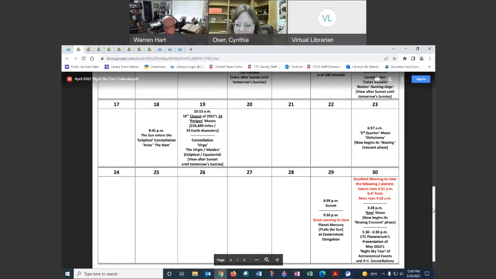And notice the next morning on Saturday the 30th, the end of April, is an excellent morning to see, and what do I have? The following two planets. Oh, well, how about that? And then the new moon. So it goes, and we have a second new moon.